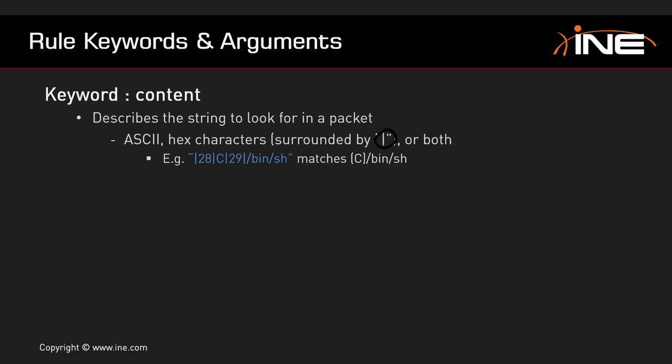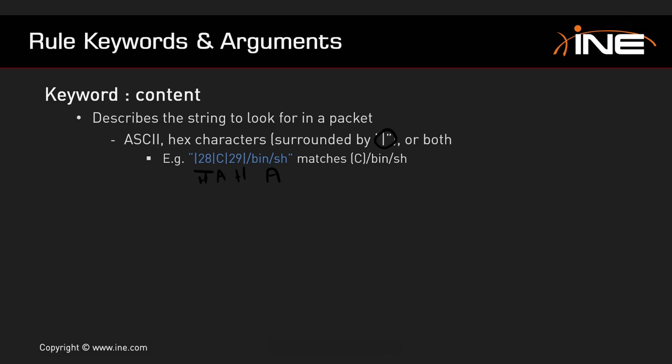Like in the example below, we've got 28 between the pipes, and then we've got C, which is an ASCII character. So this is going to be hex, this is going to be ASCII. Then we've got another pipe, 29 in the pipe, which makes a hex character, which is then followed by /bin/sh. So this is all ASCII stuff.